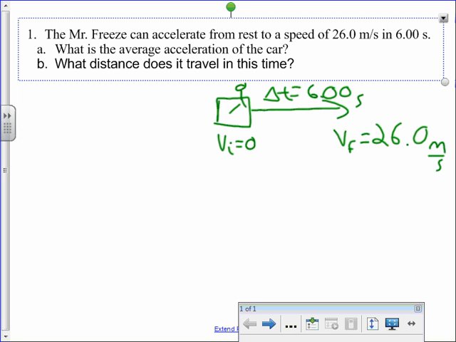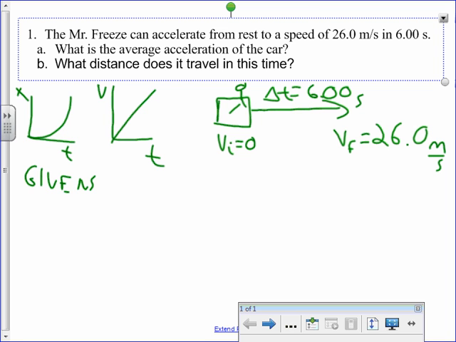Now that we've done this, we need to quickly sketch both a position versus time graph and a velocity versus time graph. This object is speeding up while moving in the positive direction, so our position time graph will look something like that, while our velocity time graph is going to look something like this. Now we have our givens.